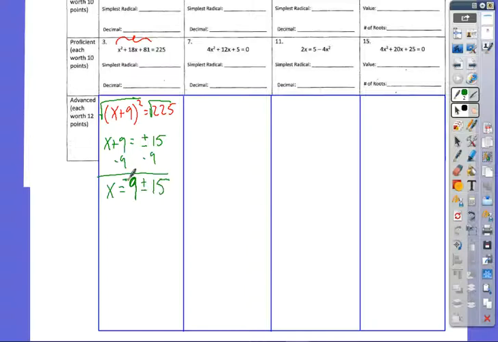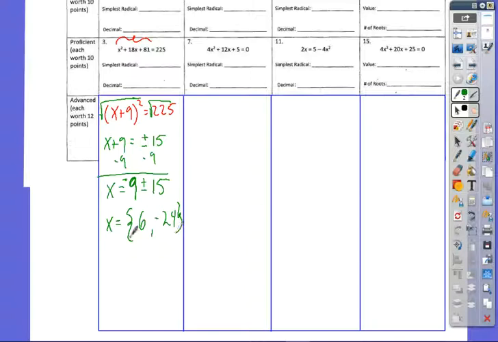Well, I can't really leave the answer like that because it is not in the simplest form. So let's simplify it further. Negative 9 plus 15 is going to equal 6. So x is equal to 6. Negative 9 minus 15 is going to equal negative 24.